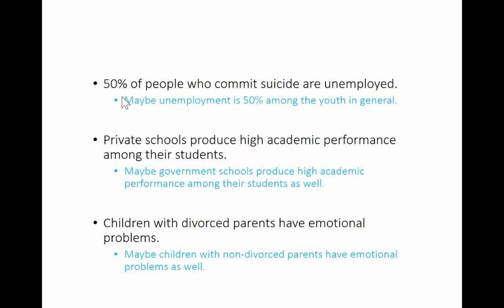Why? Well, maybe the unemployment rate is 50% among the youth in general. In the second case, maybe government schools produce high academic performance among their students as well. Or in the third case, maybe children with non-divorced parents have emotional problems as well. So you see how easy it is to get into this trap where we think that stuff is related with each other, or where we even make a causal relationship and say that X causes Y, but in fact it might not be the case at all.